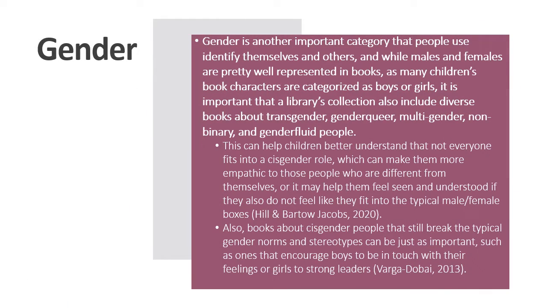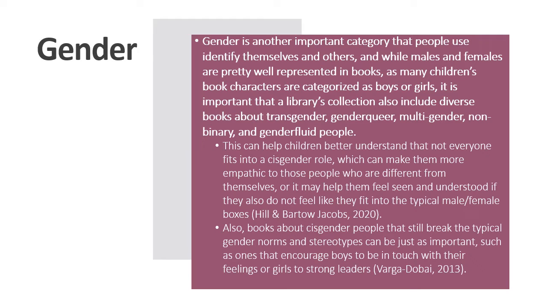Gender is another important category that people use to identify themselves and others, and while males and females are pretty well represented in books, as many children's book characters are categorized as boys or girls, it is important that a library's collection also include diverse books about transgender, genderqueer, multigender, non-binary, and gender-fluid people. This can help children better understand that not everyone fits into a cisgender role, which can make them more empathetic to those people who are different from themselves, or it may help them feel seen and understood if they also do not feel like they fit into a typical male-female box.